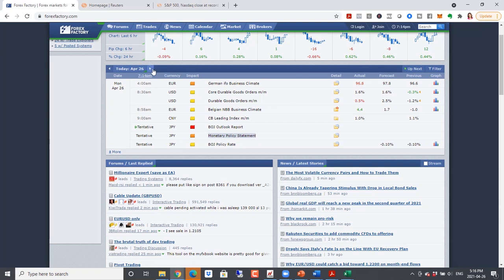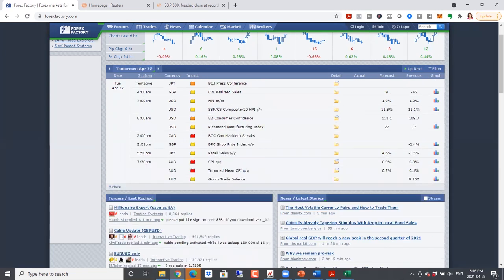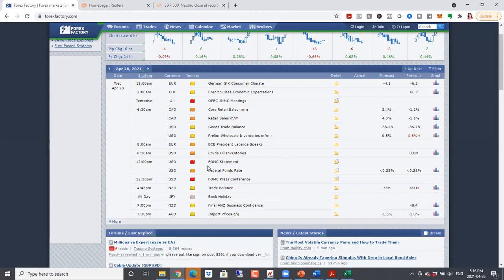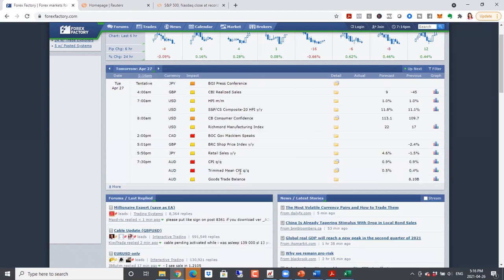So that's one thing. And then also tomorrow coming up here, we have the Bank of Canada Governor speaking, consumer confidence numbers, and then we also have the Fed conference. The statement will come out on Wednesday, but the conference starts on Tuesday. So any kind of comments or forward guidance from the Fed is likely to drive the market. So keep an eye out on that as well.